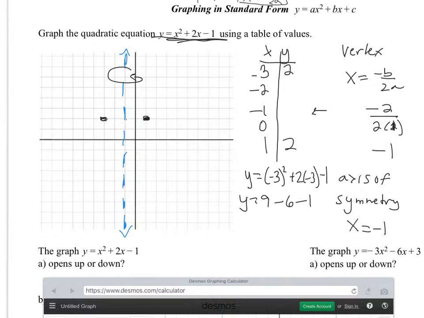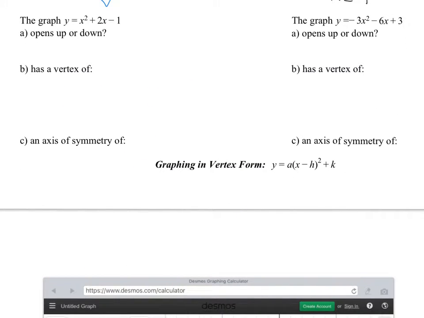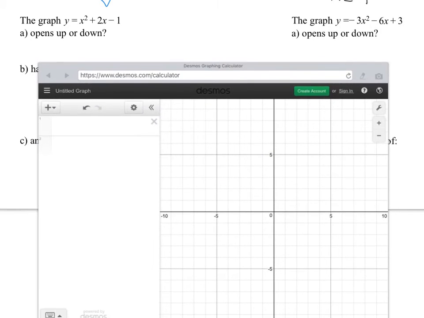Now, if you didn't like to do the math by hand, you can always use your calculator. If I go to my Desmos calculator, I have it typed in here, where I've got negative 3 squared plus 2 times negative 3. Then I'll go minus 1.